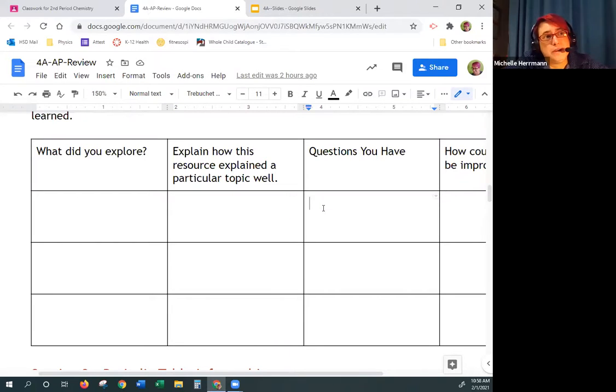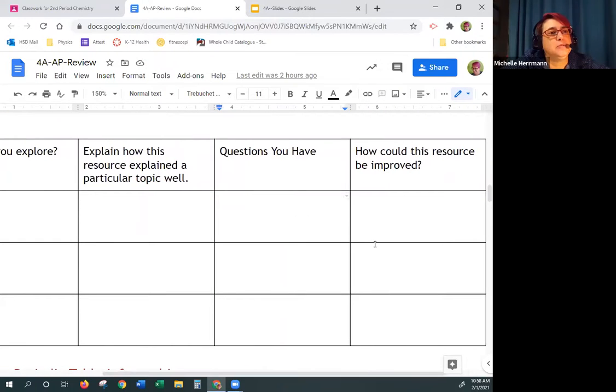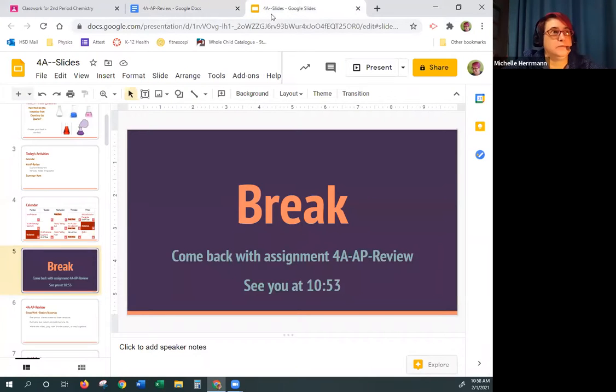Also, note some things about questions you have. And what I'd really like is some information about how this resource could be improved. Like, Ms. Herman, this was good for these things, but it could have gone slower. It should have had better pictures. It forgot to mention this one detail that I think is important. So here's what you're going to do. I'm going to put you in a breakout room.